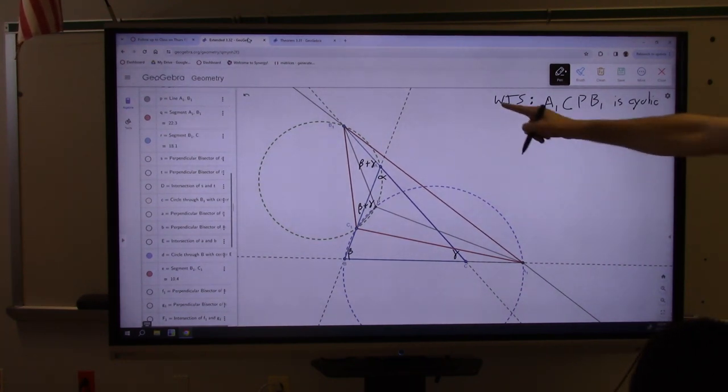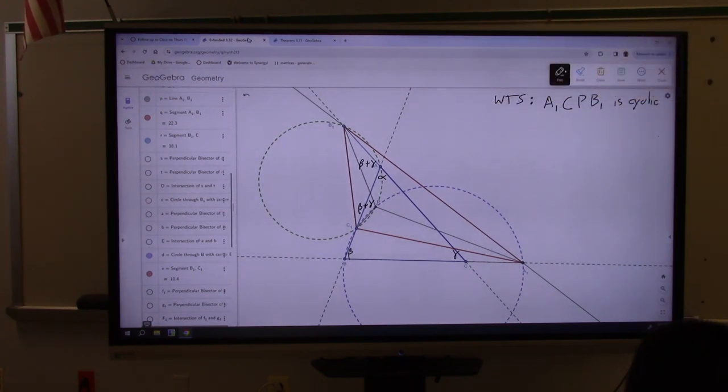I agree that those two angles are equal because of inscribed angles. They both intercept arc B1C1 in the green circle. Then the angle C1PA1 would be equal to alpha plus gamma. Why is that true? Because it's a cyclic quadrilateral.